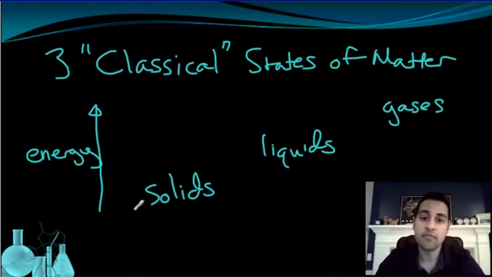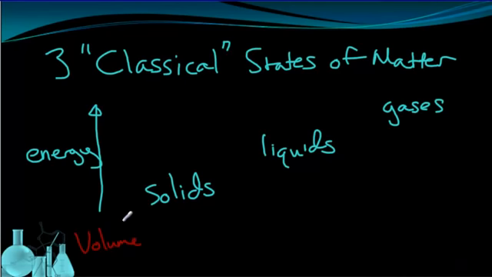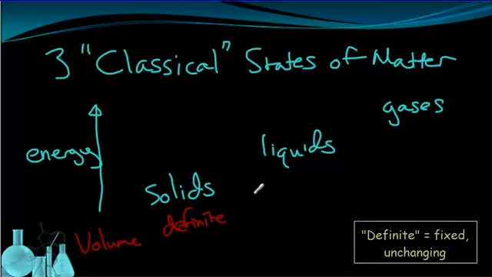Energy is just one of the characteristics that we can examine of solids, liquids, and gases. We can also look at volume. Volume is another physical property. So let's look at the volume that's characteristic of solids, liquids, and gases. Solids always have a definite volume. It doesn't change. If you have a solid object, its volume is fixed. It's not going to change unless you do something to it.